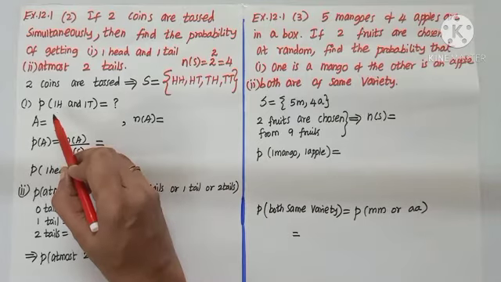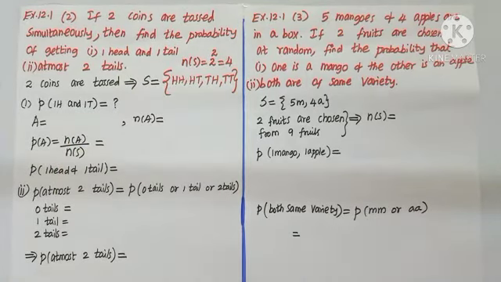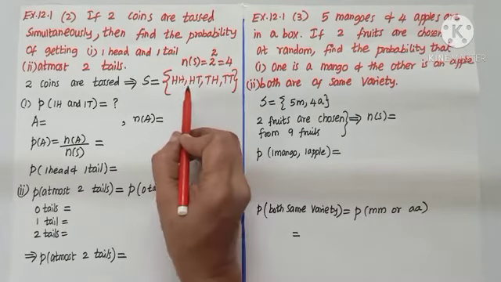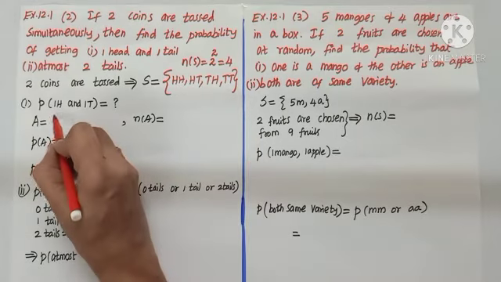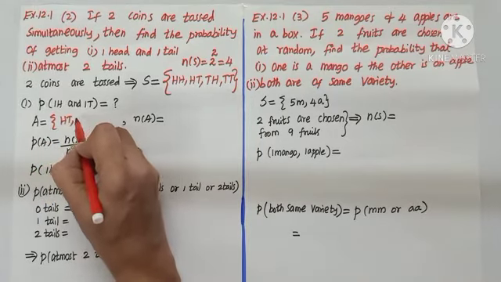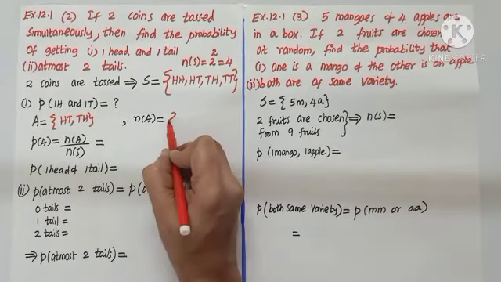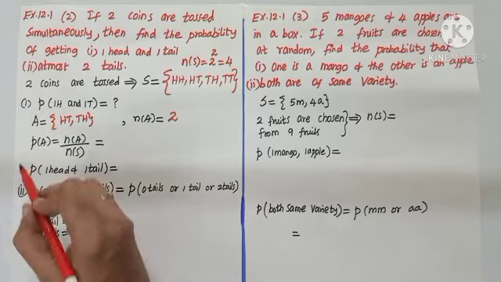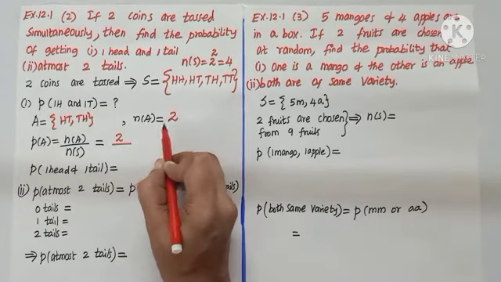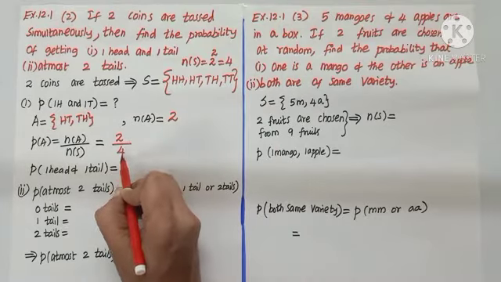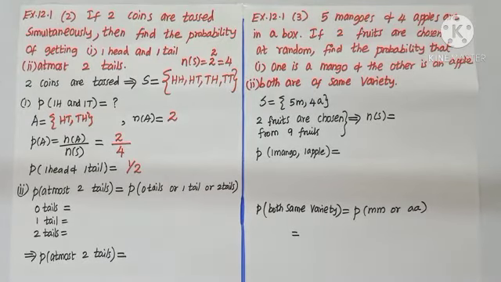Now the question is, I want a head and a tail. Where you have a head and a tail, HT, TH. You have 1 head, 1 tail. So my answer would be HT or TH. There are 2 possible outcomes. N of A is 2. P of A is N of A by N of S. That is 2 divided by 4. So we get 1 by 2 as the answer.